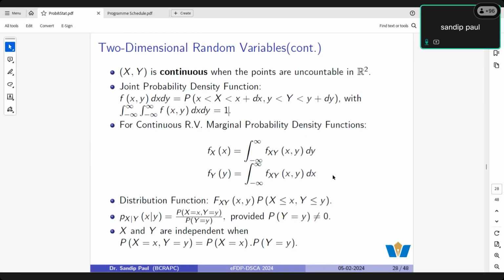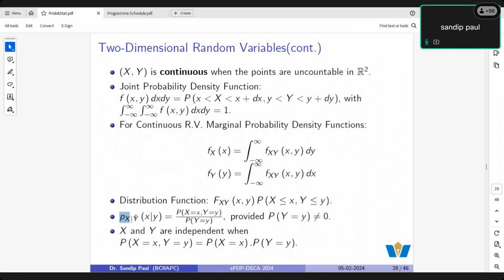Now the distribution function says the sum of the probabilities up to the points x and y. So all possible values of x which are less than small x, and all possible values of y which are less than or equal to y, and if we sum all the probabilities there, we'll get the distribution function. There will be an equal sign in this F of x comma y. I have made a mistake here, so please ignore that part.